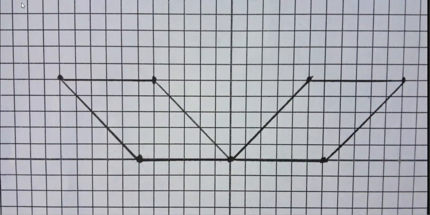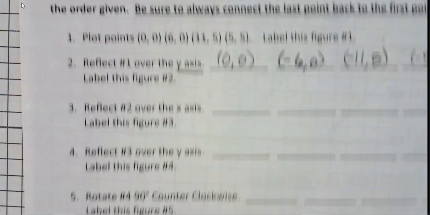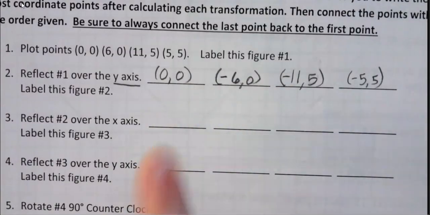And then it says to reflect number 2 over the x-axis. So here's what's important. If you mess up this one, then the rest of them are going to be messed up. So you really have to make sure you pay attention. Because now we are reflecting this over the x-axis. Okay, so let's look and see what that means.